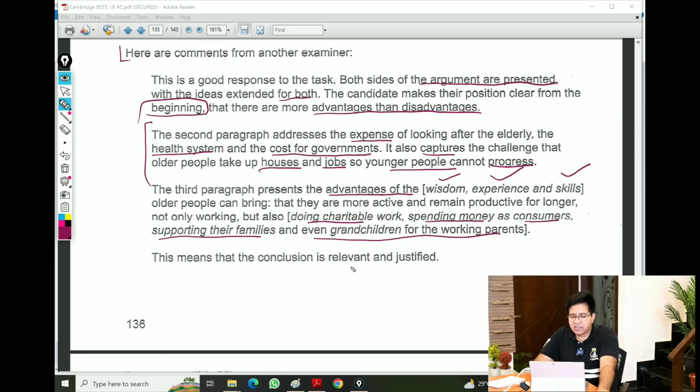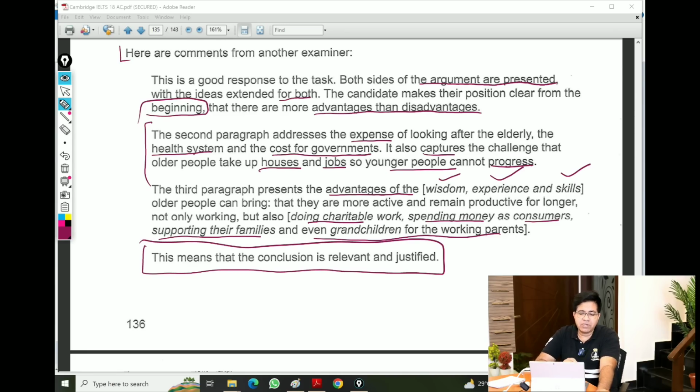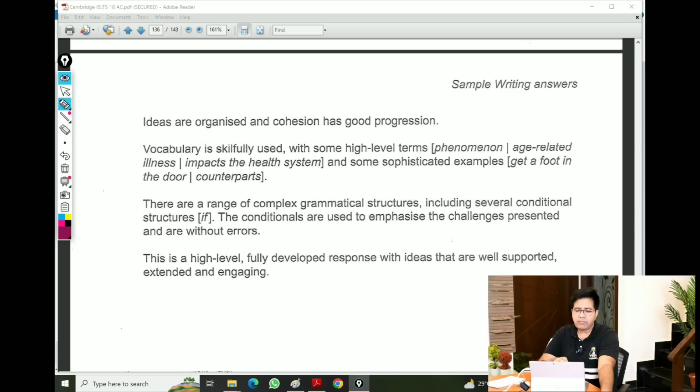This means that the conclusion is relevant and justified. See, if your conclusion is not relevant, if your conclusion is not justified, that will be another reason, and as a result, as an outcome of that, you may get a low band score. Okay, now let's talk about vocabulary and other stuff.